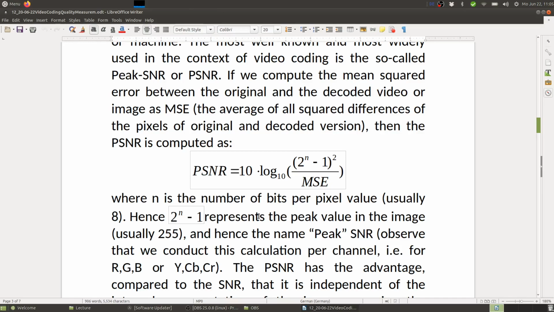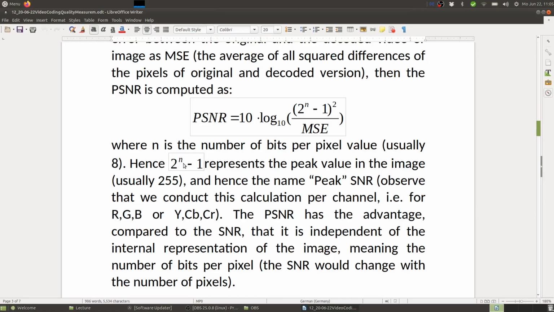So hence 2 to the n minus 1 represents the peak value in the image, usually the 255, and hence the name peak SNR. Observe that we conduct this calculation per channel, i.e. for RGB or YCbCr. The PSNR has the advantage compared to the SNR that it is independent of the internal representation of the image, meaning the number of bits per pixel.